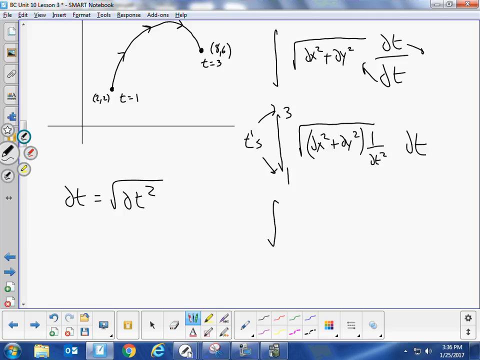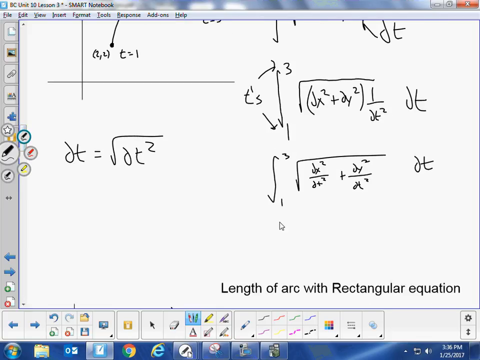And I have from 1 to 3 of the square root of dx squared over dt squared plus dy squared over dt squared dt. Well, that's nice and all, but I can make it look even nicer by going square root of (dx over dt) squared plus (dy over dt) squared dt. Now we have an arc length.